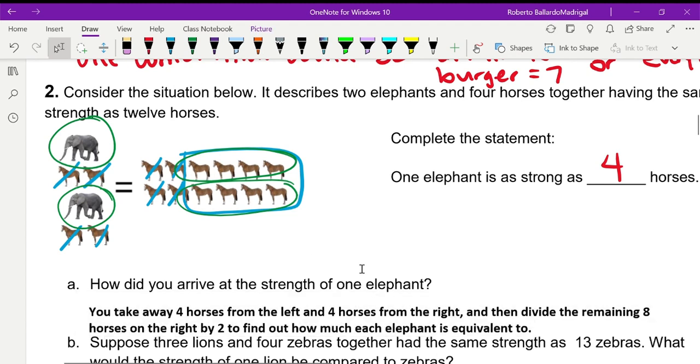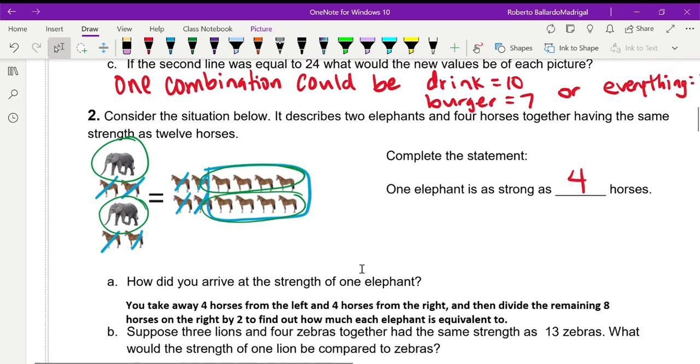So it is. You take away 4 horses from the left and 4 horses from the right. That means you are left with 8 horses. And then these 8 horses you split in half to find out the strength of each elephant. That is what Viviana said. All right. Moving on to the next part.